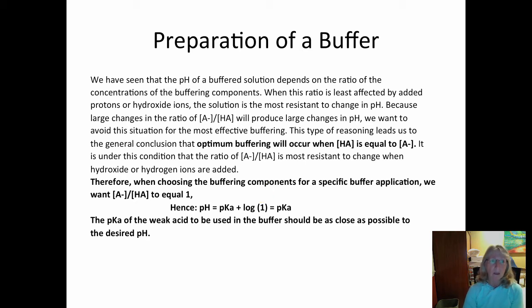So your goal is to get a ratio of base to acid as close to a 1-to-1 ratio as you can. And if you know the Ka of a weak acid, the pKa of the weak acid can be used to determine the ratio that you'll need to find. It's way simpler than it sounds. Let's look at an example.